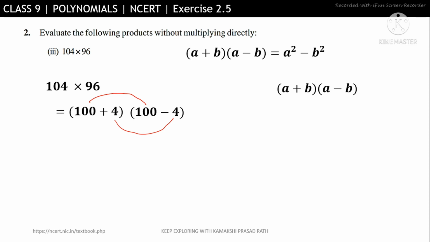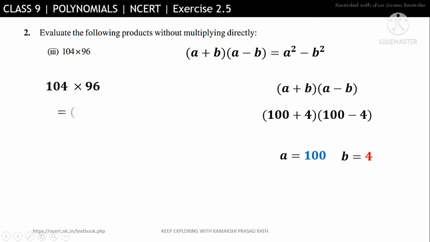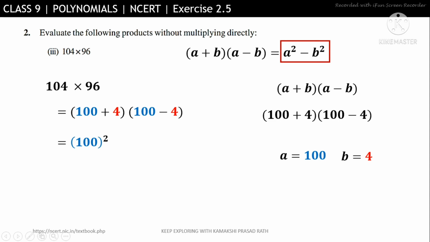Next, when you compare this to our question, easily we can say a is 100 and b is 4. So now we can use our identity (a plus b) into (a minus b). That will be a squared minus b squared, where a is 100, so 100 squared, and b is 4, so minus 4 squared. So 100 squared minus 4 squared we get 10,000 minus 16. Hence we get the answer 9,984.